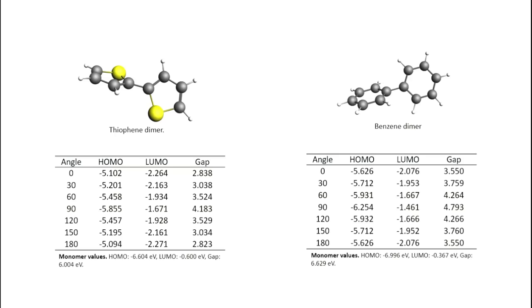In view of these results, we did two fast calculations as a benchmark to understand this behavior. We performed, with the same level of theory, geometry optimization of thiophene and benzene dimers, and from these optimized structures, we rotated one unit with respect to the other to obtain for each dimer structures with angles of 0, 30, 60, 90, 120, 150, and 180 degrees, calculating their HOMO and LUMO energy values.